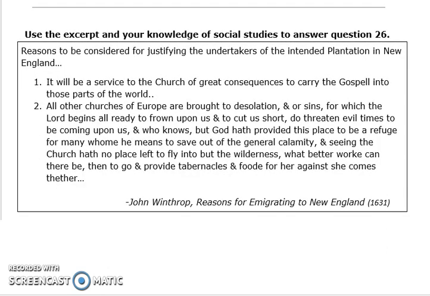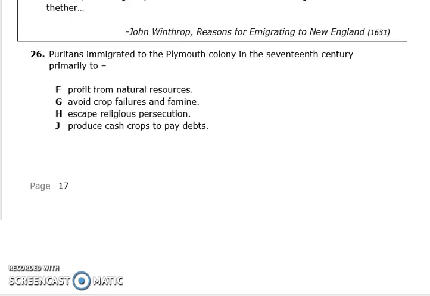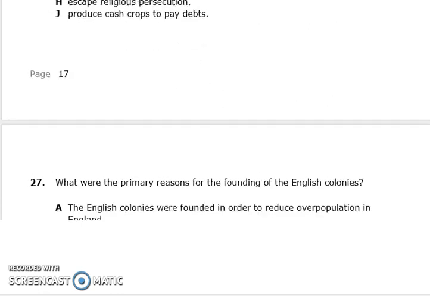Use this excerpt to answer question 26. Puritans immigrated to the Plymouth colony in the 17th century primarily to F. Profit from natural resources. G. Avoid crop failures and famine. H. Escape religious persecution. J. Produce cash crops to pay debts.